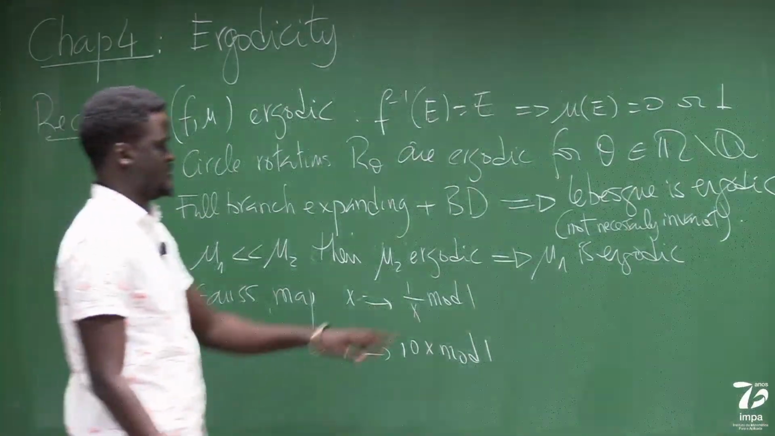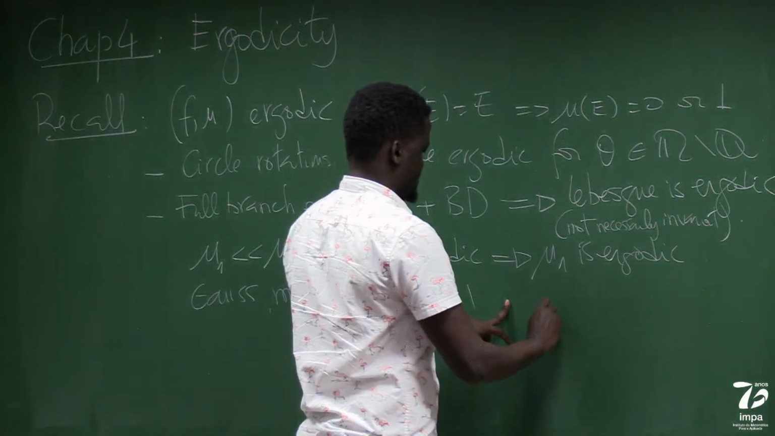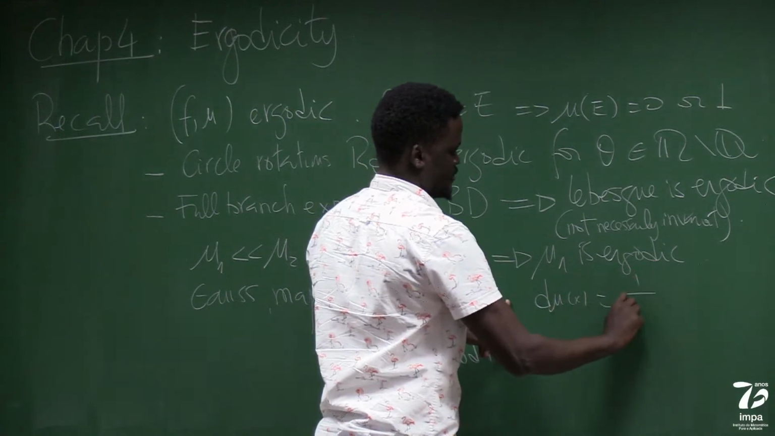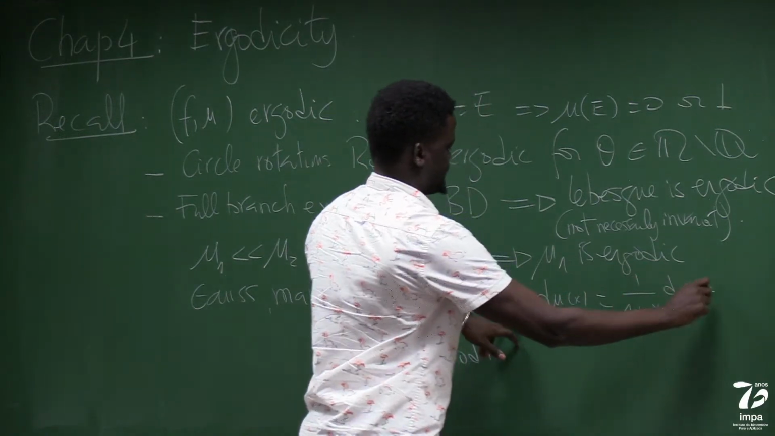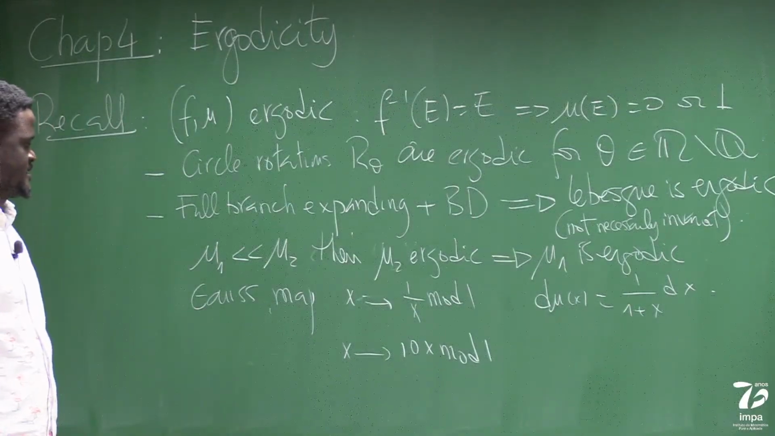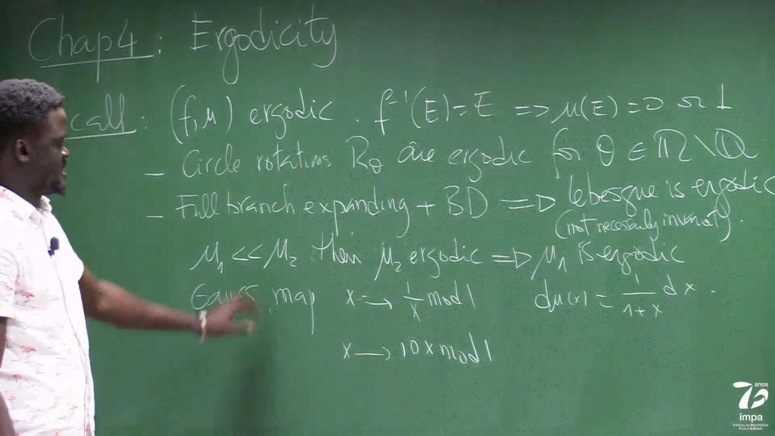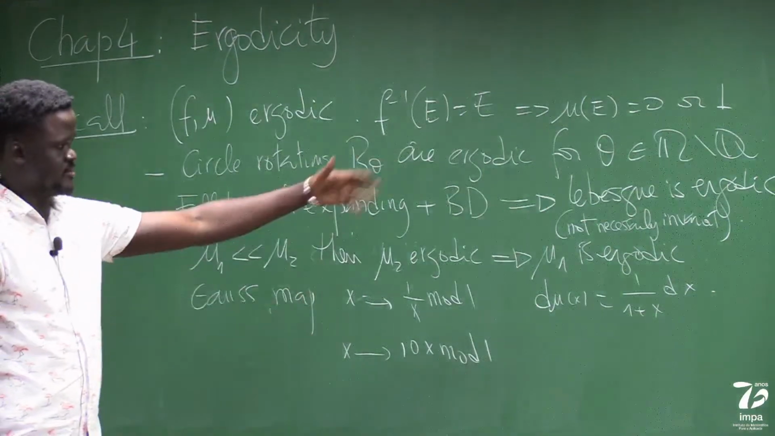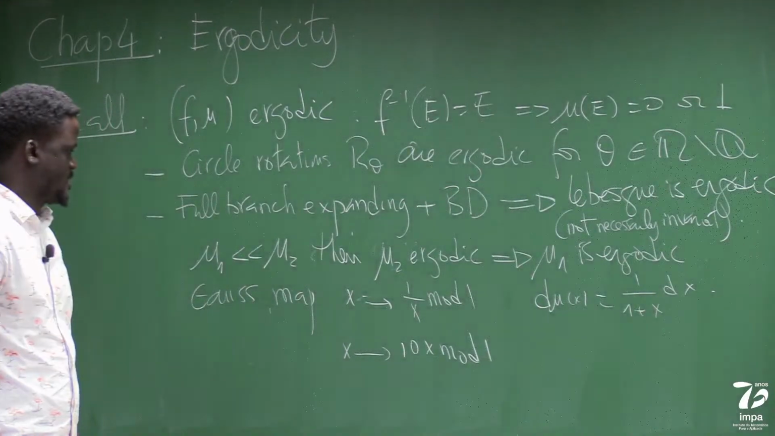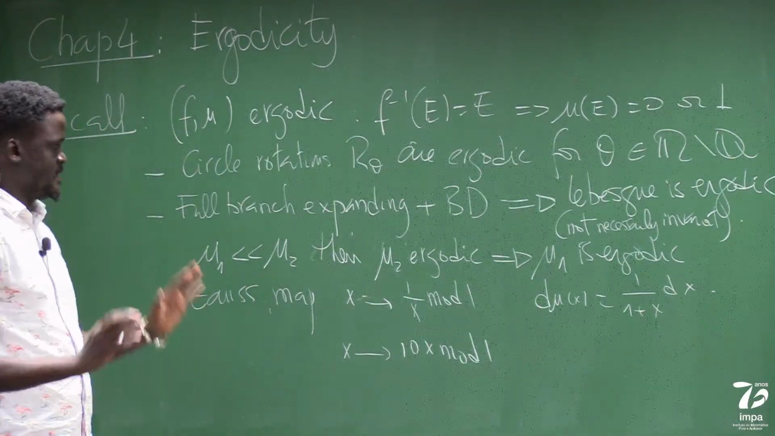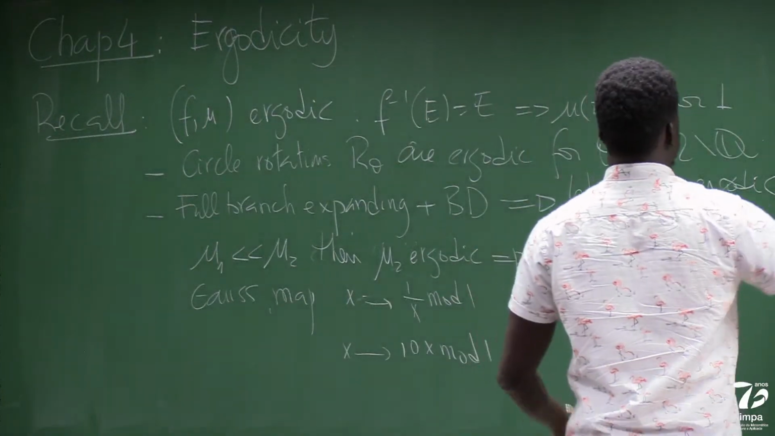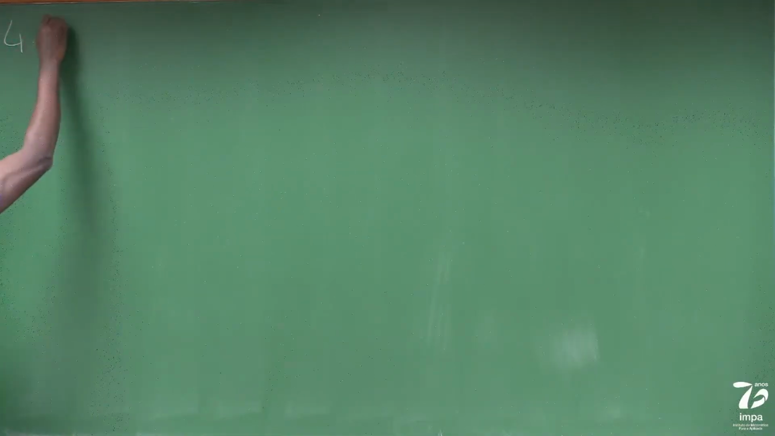For the Gauss map, if you remember, the invariant measure is given by d mu(x) = 1/(1+x) dx. That was the density we found using the Perron-Frobenius operator. You can check that this has bounded distortion and all these properties, so then you have ergodicity. Today we will study a different type of dynamics, which is the Bernoulli shift.